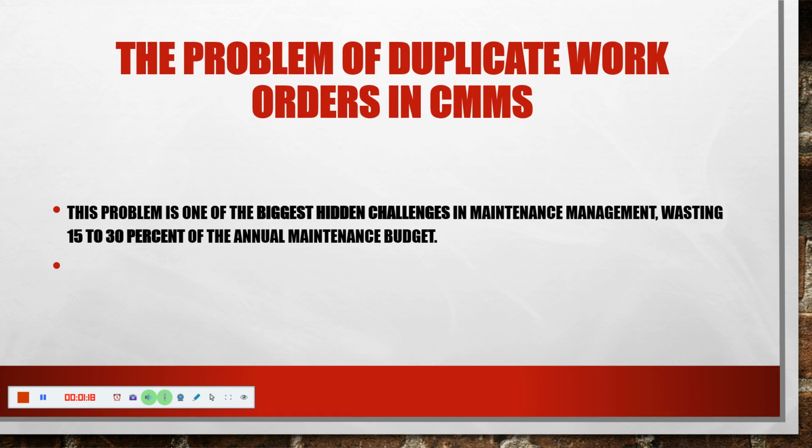Before everything, we have to emphasize this word. Duplicated work orders are very important in CMS, because duplicated work orders lead to a big problem in our systems. This problem is one of the biggest hidden challenges in maintenance management, and it can lead to wasting 20 to 30% of the annual maintenance budget in a large company and large systems like oil and gas.